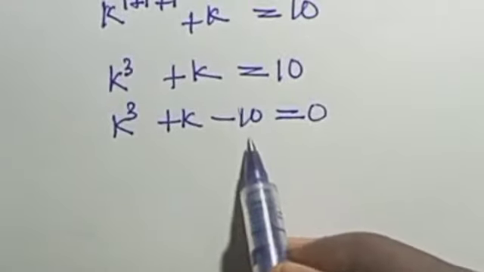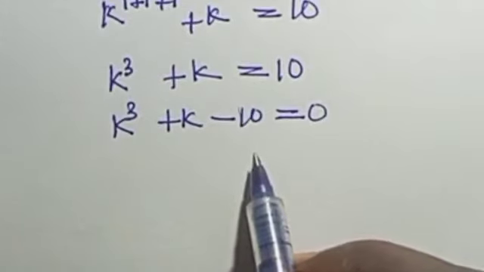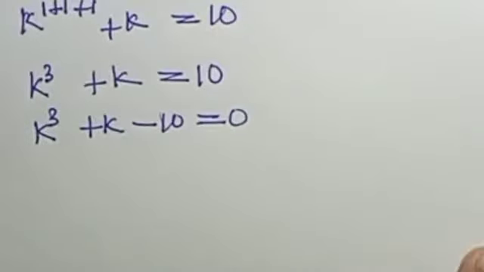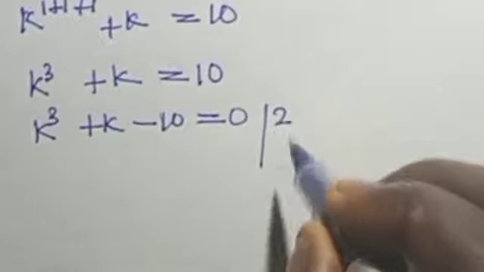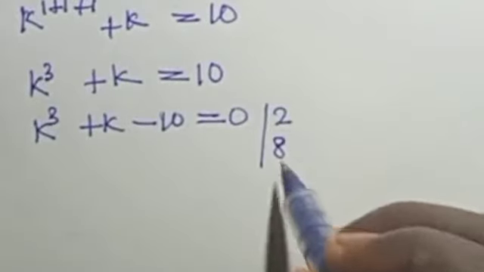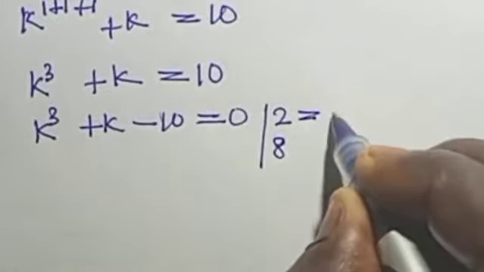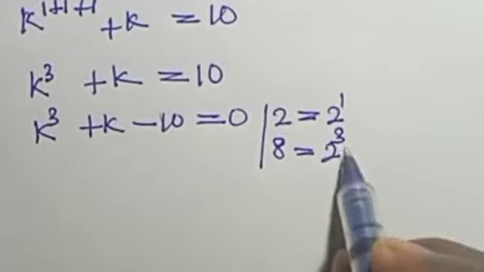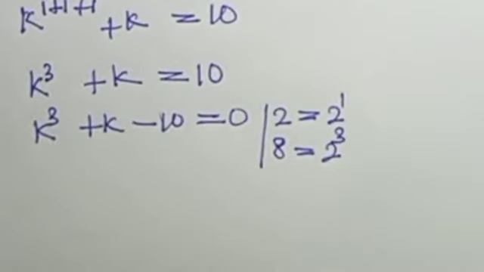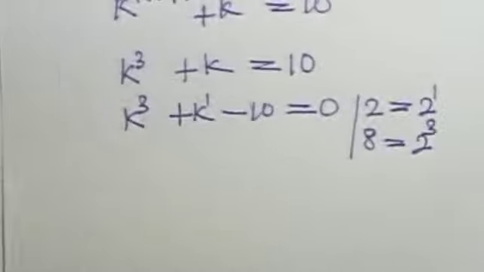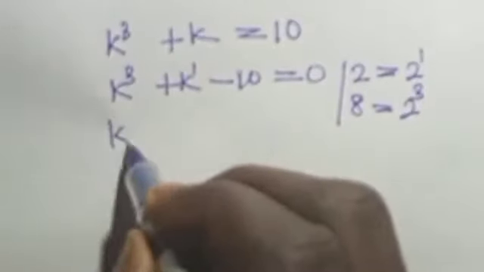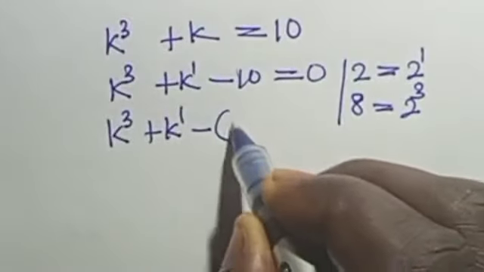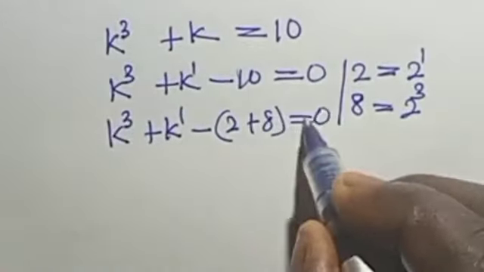We are going to split 10 so that when we write one of the numbers in index form, it will give us a power of 3. So what comes to mind is 2 and 8. 2 plus 8 is 10. 2 is written as 2 raised to power 1 and 8 is 2 raised to power 3, like we have k as the base with power 3 and this k is raised to power 1. So our equation becomes k raised to power 3 plus k raised to power 1 minus 2 plus 8 equal to 0.